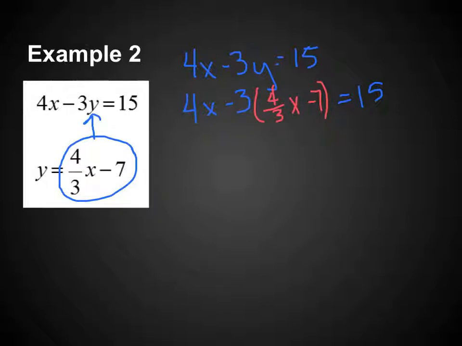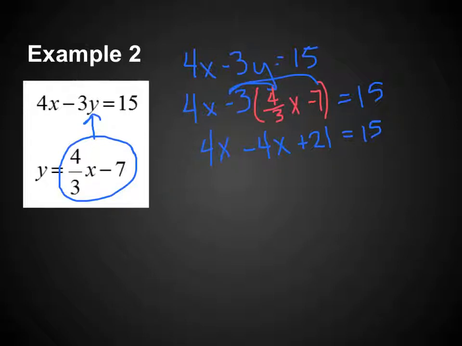We're going to distribute the negative 3 in front of parentheses. Negative 3 times 4/3 x is a negative 4x. If I multiply negative 3 over 1 times 4 over 3, that would cancel out my 3 on top and bottom, and I get negative 4. And then negative 3 times negative 7 is a positive 21. Everything else in the equation stays the same. I bring down my equals 15, and I bring down the 4x in the front.